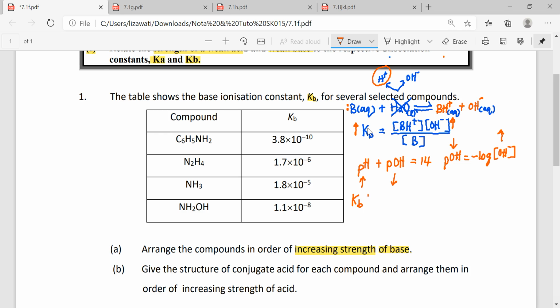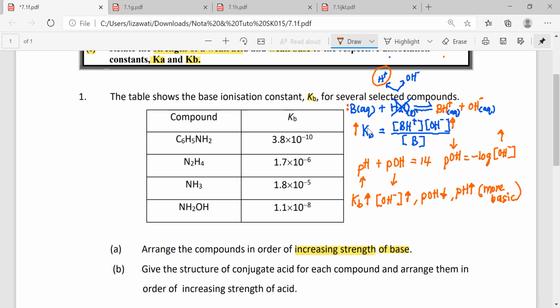From here we can write the relationship. Kb increases. Why does Kb increase? Because the concentration of OH minus increases, and then the value of pOH would decrease and the pH will be higher. Because of that, the solution is more basic.